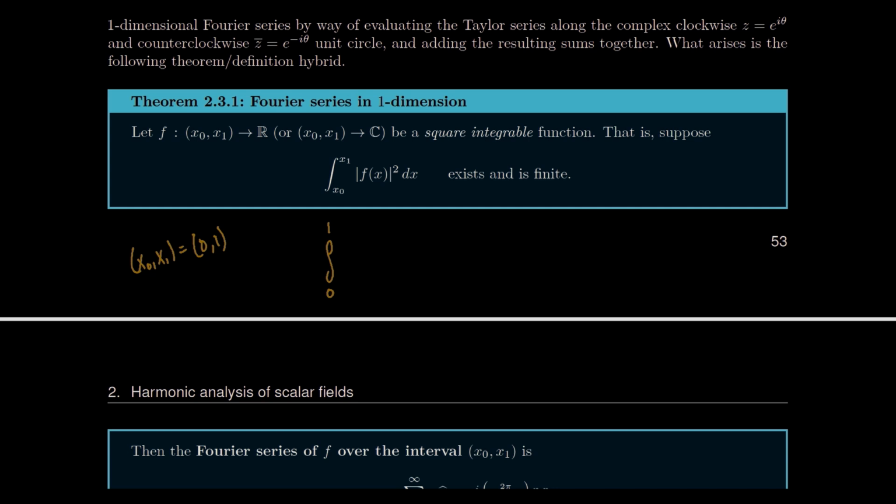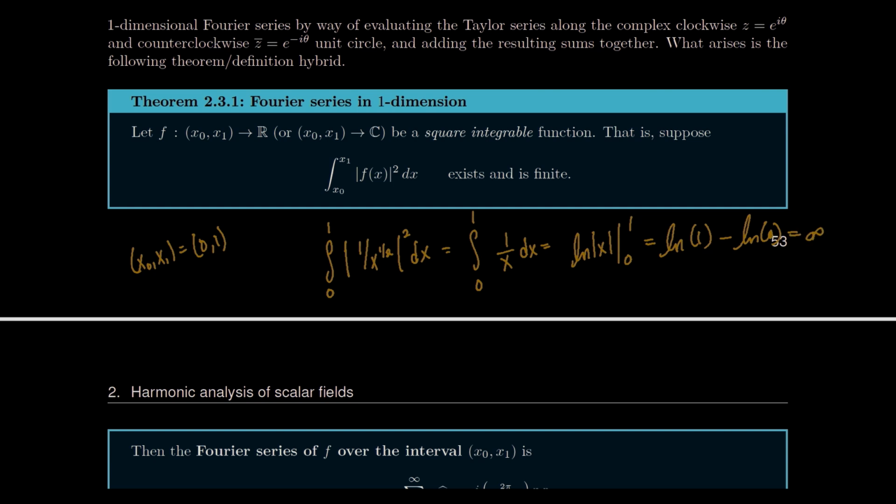A very common function that's not going to be square integrable would be the function 1 divided by x to the 1/2. Because if I square that function, or 1 divided by the square root of x, same thing, I end up with 1 divided by x dx. The antiderivative of 1 divided by x is the natural log. Evaluated at the bounds, we get the log of 1, which is totally finite, but the log of 0 is negative infinity. And so we end up with positive infinity for this integral, which means this is not square integrable. And so we won't be able to use the Fourier series on a function like this.